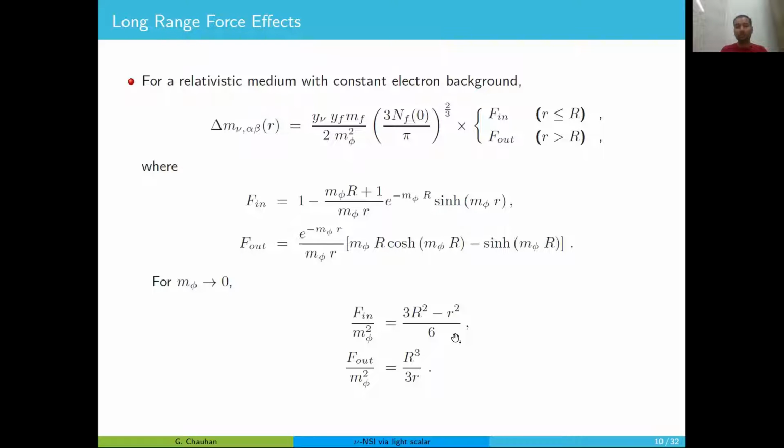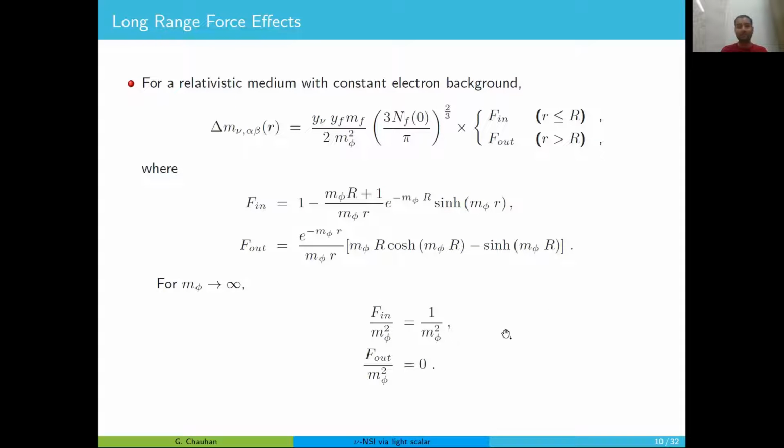So this is a pretty regulated effect, and you can also see what happens if m phi goes to infinity. For that case, the limit is very simple. For inside, the effect becomes 1 over m phi squared, so it falls as 1 over m phi squared if you increase the mass of phi. And then outside, this effect is basically not present, because m phi tending to infinity is a limit where the size of the medium becomes infinitesimal. You can basically see it as a point contact interaction term, and it does not feel anything around it.